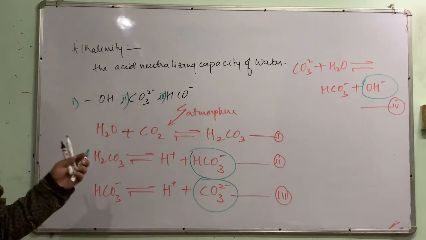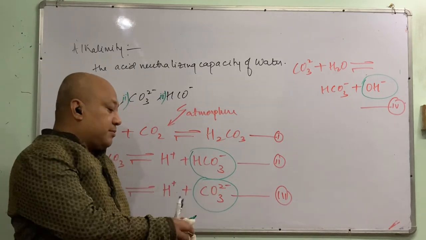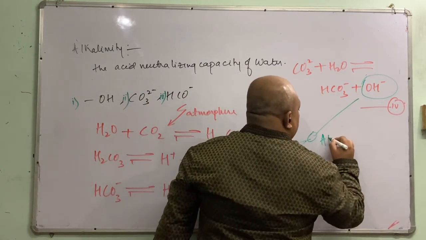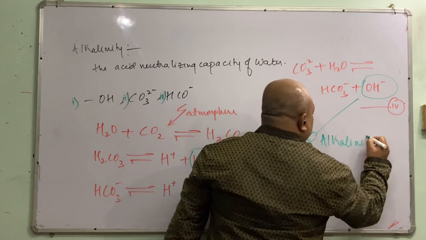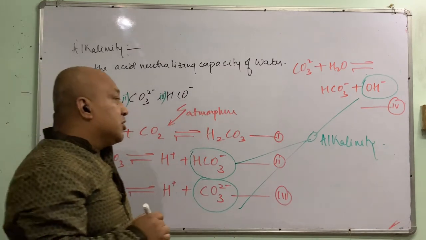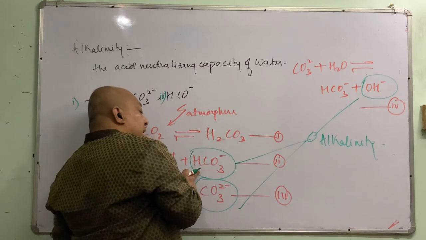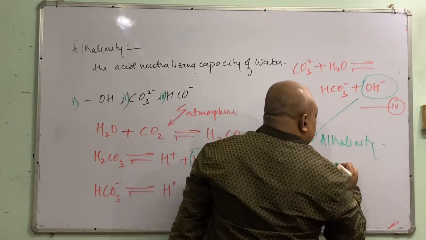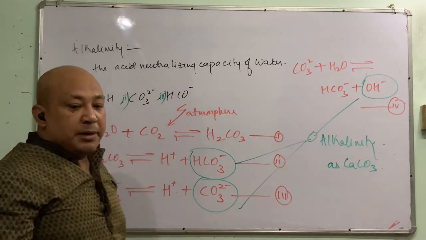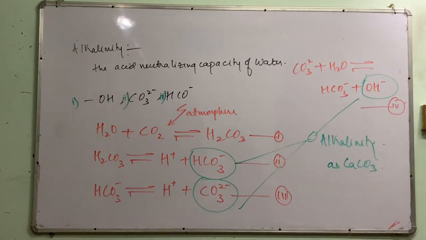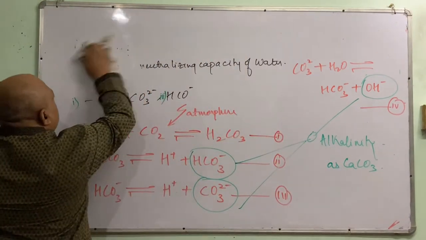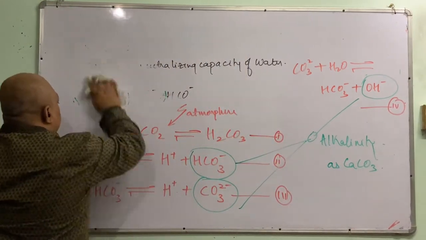So let us see how we estimate these three ions. These three ions are what we are going to call alkalinity. And mind you, we estimate alkalinity by titration, and the combination of these three. So the unit cannot be in terms of bicarbonate or carbonate or hydroxide, but the unit is combined as calcium carbonate, as I explained in the last class. Is that clear? Let me check whether the video is still on or not. Fine, it's still going on. So now let me go with how to estimate the alkalinity in the lab.